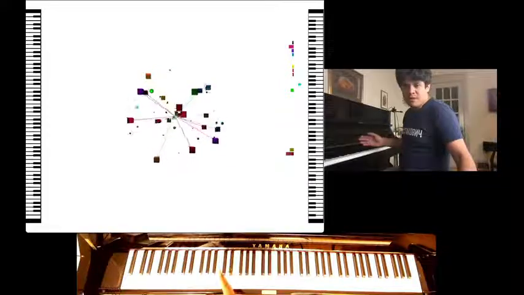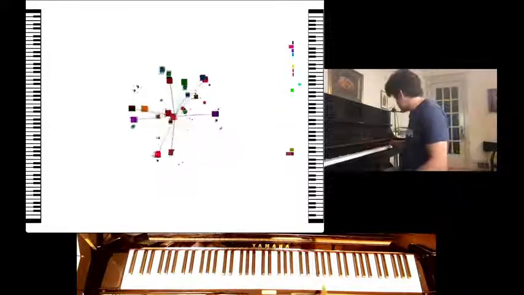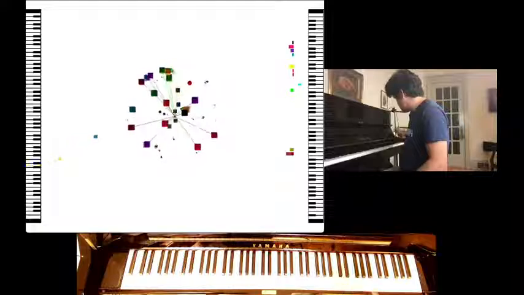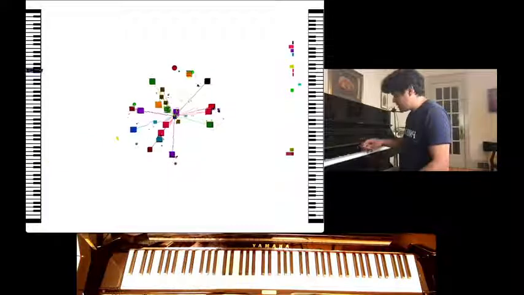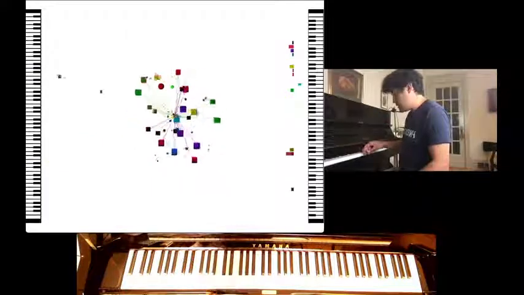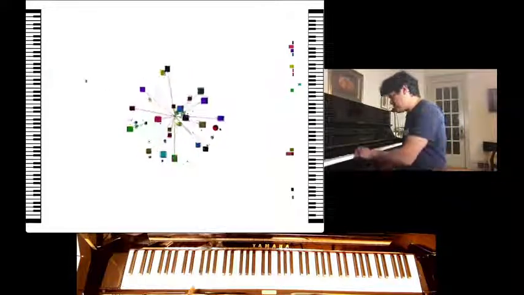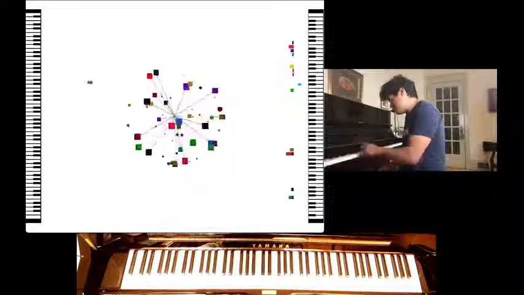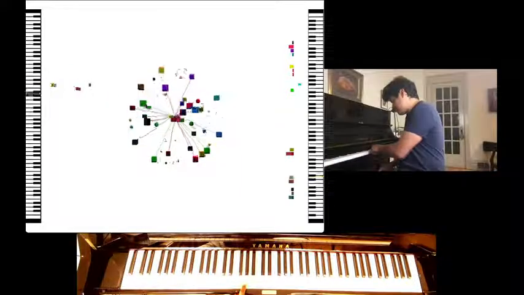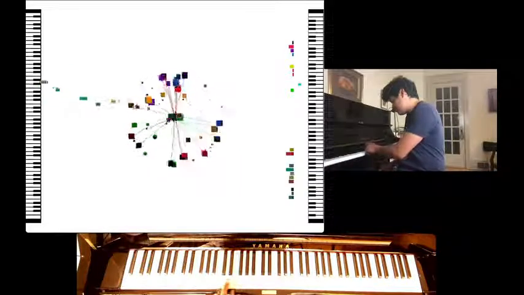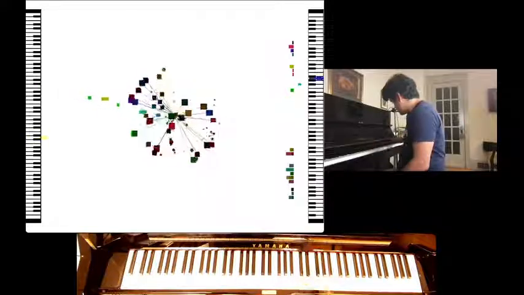So the keyboard is split again halfway. When I play here, it plays a fifth above, and when I play here, oh, that's an octave. Interesting. I had forgotten about that. So in the bass, I'm doing an octave below. And over here, I'm doing a fifth above.